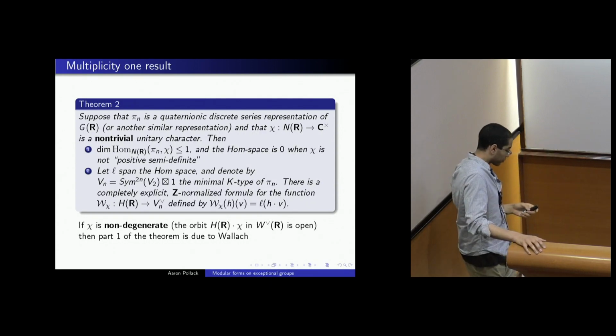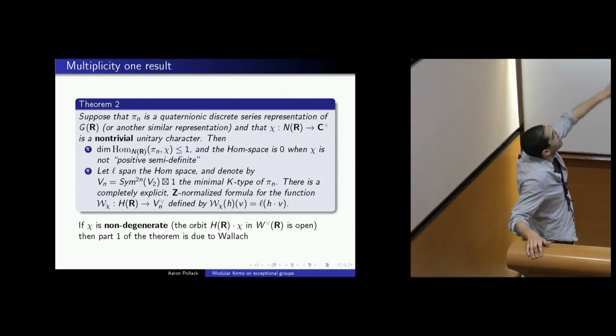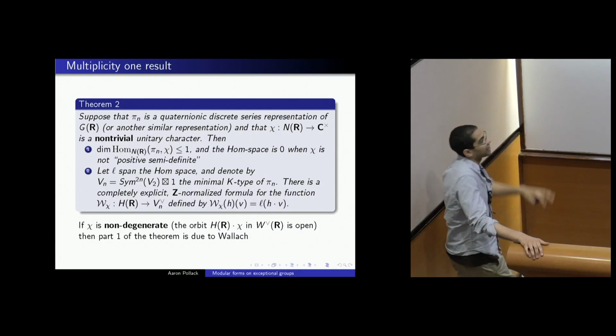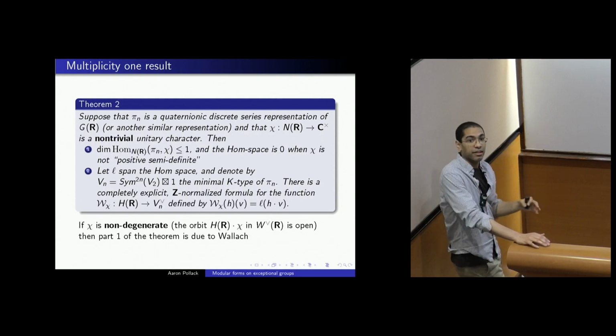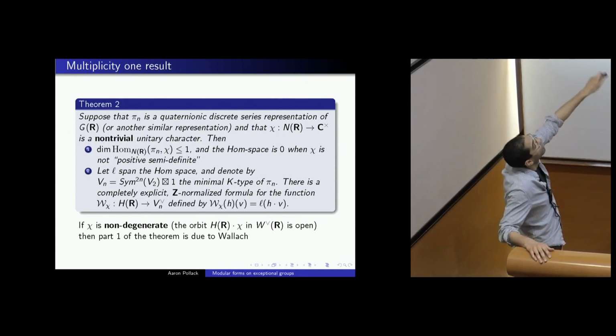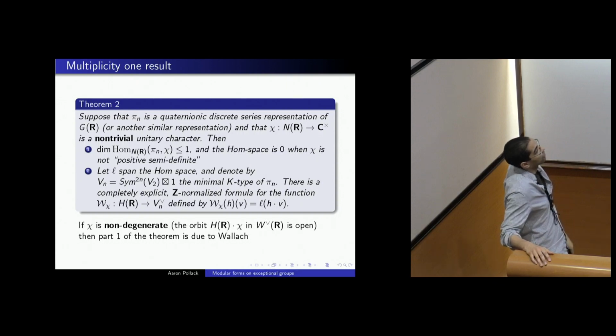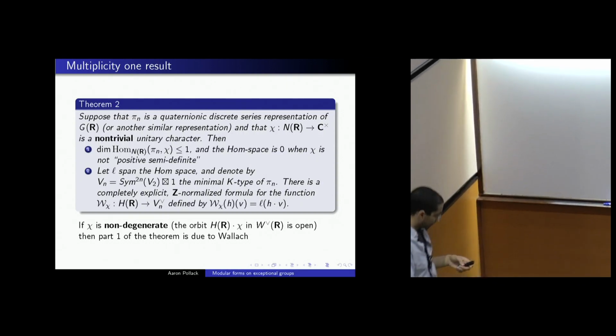Okay, and then if the character chi is non-degenerate, meaning that its orbit under the Levi H is open in the space of characters, then part 1 of this result is due to Nolan Wallach.